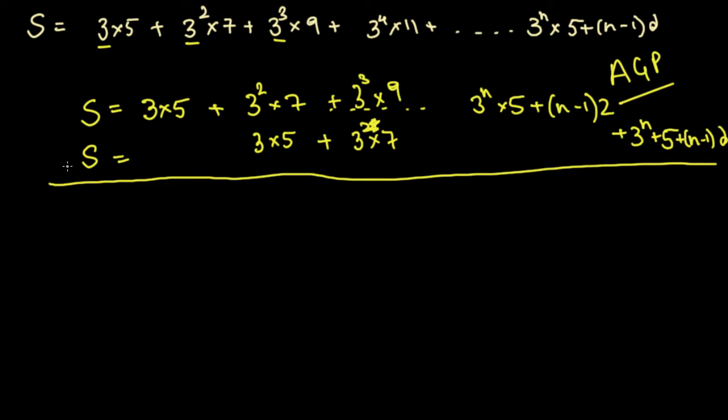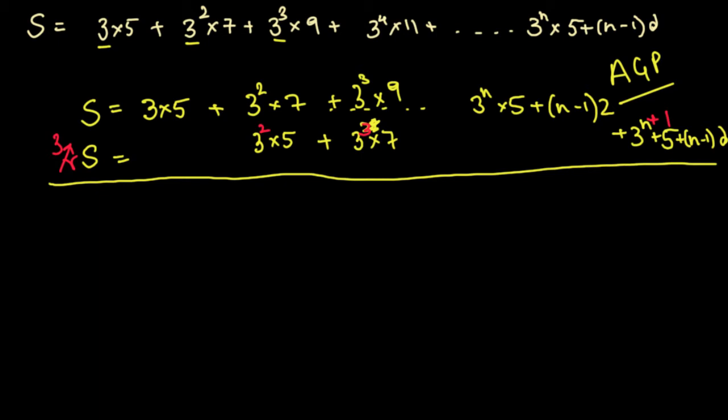Okay, now there's a standard trick here. You just multiply the second equation by r, which is 3 in this case. So this becomes 3 squared into r, so r squared, and now it is 3 cube here. Here it becomes n plus 1 and so on.